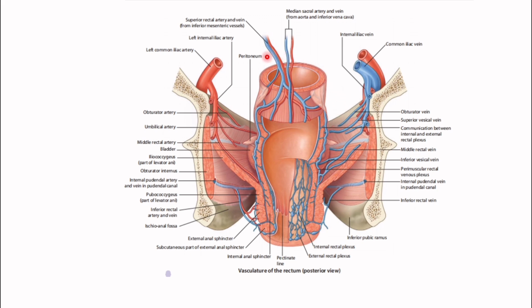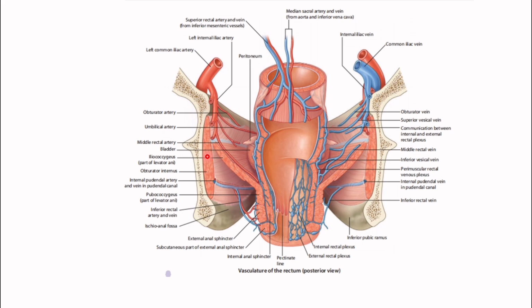Then the lymphatic drainage of the rectum will go to the pararectal lymph nodes. After going to the pararectal lymph nodes, some of the lymph will follow the inferior mesenteric vessels, as the superior rectal artery becomes the inferior mesenteric artery. So some vessels will go to the inferior mesenteric nodes. Then some will follow the internal iliac artery to the internal iliac nodes.